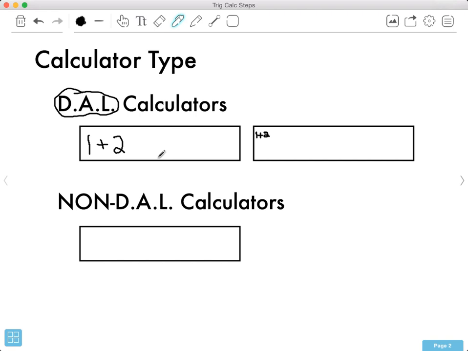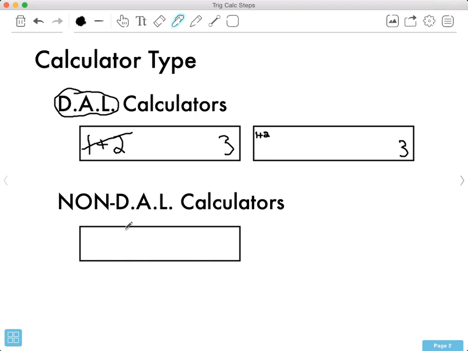When you press enter or equals on your calculator, on certain kinds of DAL, this will disappear and you will get the answer on the main line. Or you might have a DAL calculator where you press enter and they show what you typed in and then the answer on the bottom line.